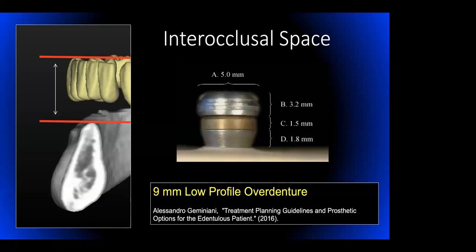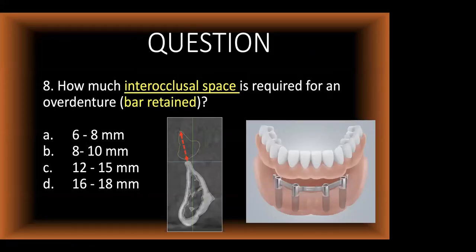Now with other attachments, so if you talk about O-rings or ball attachments, you need more. Now you're up to 10, 11, sometimes 12 millimeters, because those are not real low profile attachments like the locator. How much is needed for a bar retained? So we're going to make a bar. We need anywhere from 6 to 8, 8 to 10, 12 to 15, or 16 to 18. So please pick A, B, C, or D.